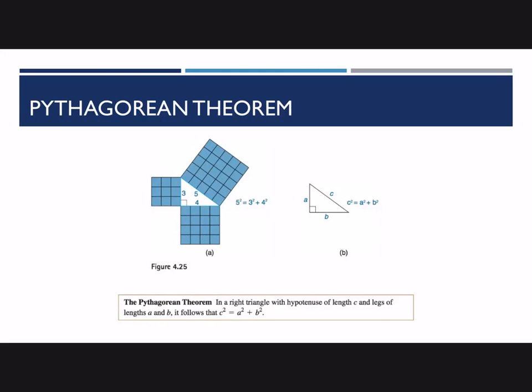And then on the left there's an example. If we know legs of length 3 and 4, and if we know that this is a right triangle, then we would be able to show that the hypotenuse is 5. And notice that this does fit the relationship. 3 squared plus 4 squared is 5 squared. So we have 3 squared is 9, 4 squared is 16, 9 plus 16 is 25, and that's 5 squared.